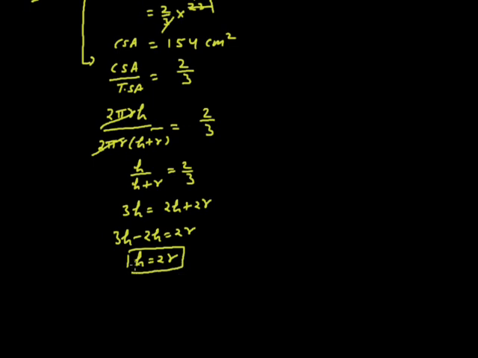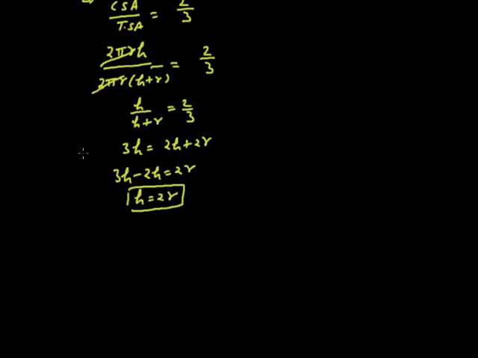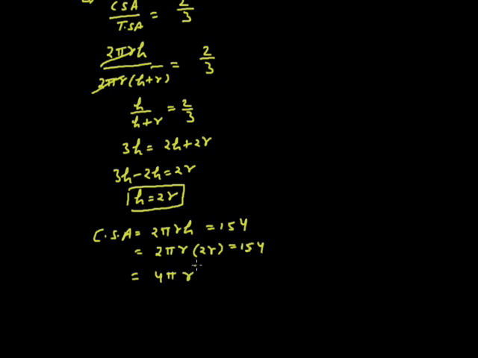Now as it is given in the question, the curved surface area is 2 pi rh, which is equal to 154. Now in this I put 2r instead of h, because h is equal to 2r. So 2 into 2, 4 pi r into r, we get r square, which is equal to 154. So r square is equal to 154 divided by 4 pi.